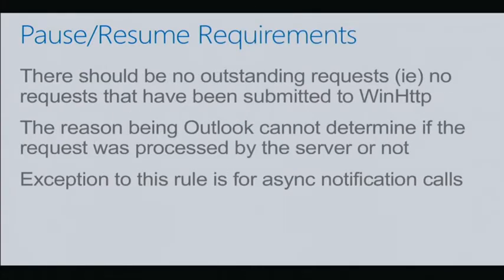The requirement is when we go into the pause state, there should be no outstanding requests. That is, there should be no requests which have been submitted to WinHTTP but which haven't been completed. The reason being, once we submit the request, we can't tell what the state of it was on the server. So if there was an outstanding request when we try to go into the pause state, then that's going to fail, and then we're going to go back to the full disconnect connect path. The only exception is for the hanging notification call. If that is outstanding, it's fine. We would still do a pause resume.